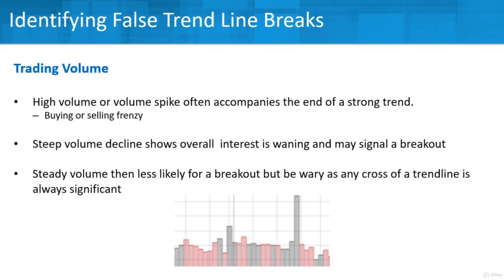So we're looking for a false breakout in this case. The trend line has been crossed. We know that's happened. We could be taking action just on that. But if we see that the volume is not really spiking or declining, it just seems steady, then there might be a chance that this is a false breakout. But high volume, whether it's high or low, may signal that this is a true breakout. So be wary of that. But when it's steady, maybe you can push a little bit further, as maybe it's a false breakout.